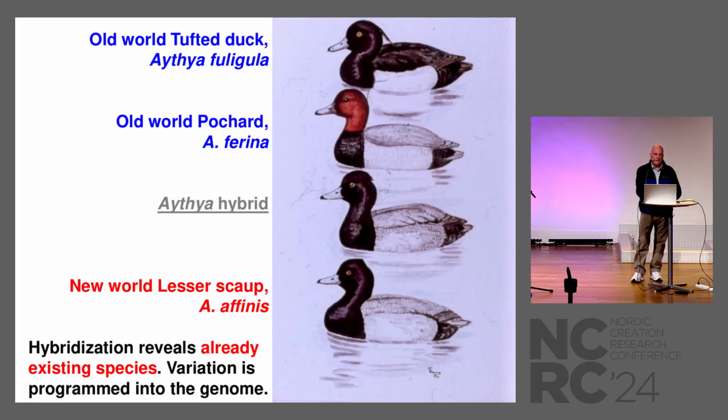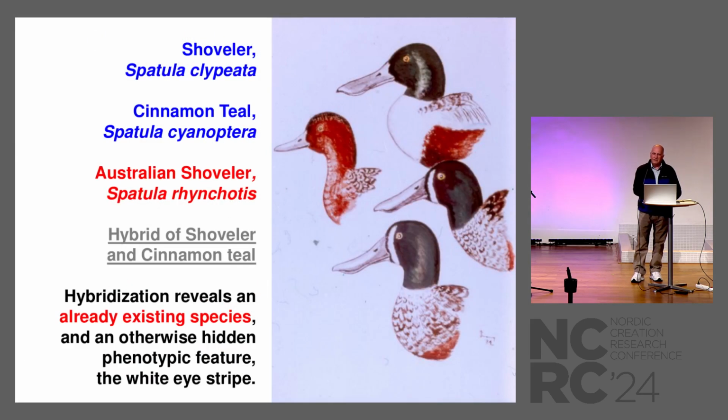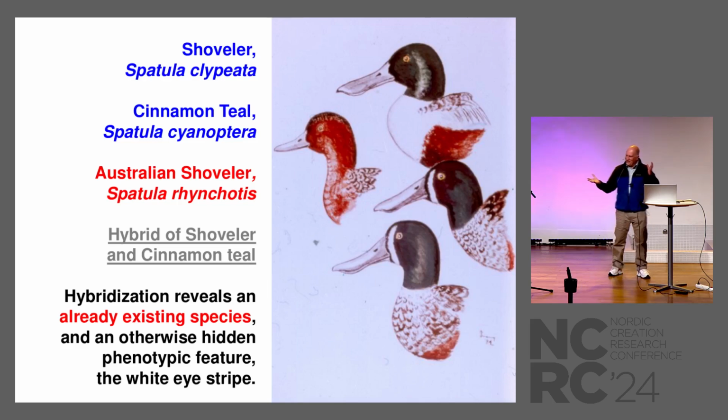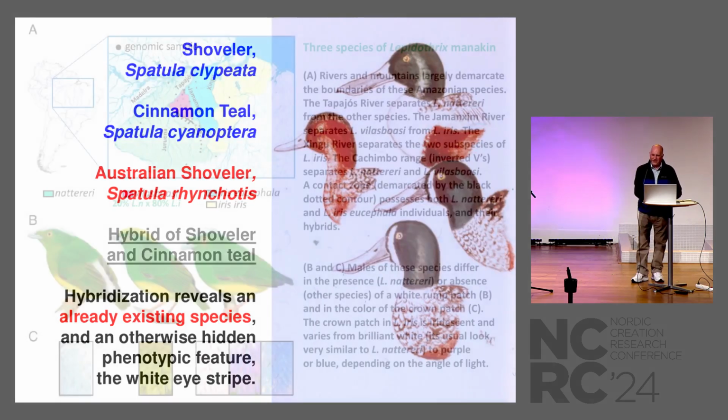Hybridization reveals already existing species. Another example here, it's another one from ducks. I'm grateful to Siegfried Scherer for these duck pictures. The shoveler and the cinnamon teal, and you can see the hybrid at the bottom, and you'll notice the hybrid looks exactly like the Australian shoveler, which actually lives somewhere quite different. What I find very fascinating about that particular picture is you can see the white bar on its face. It wasn't present in either of the parents. It was hidden, and now it suddenly appeared. I'll talk a lot more about that.